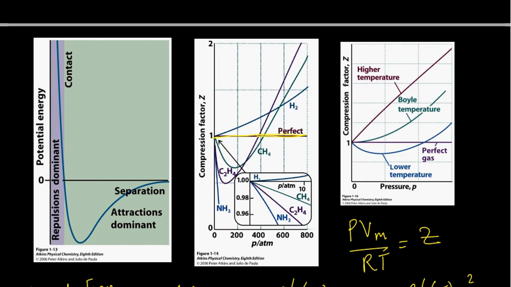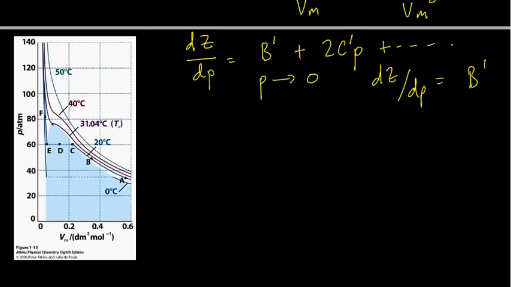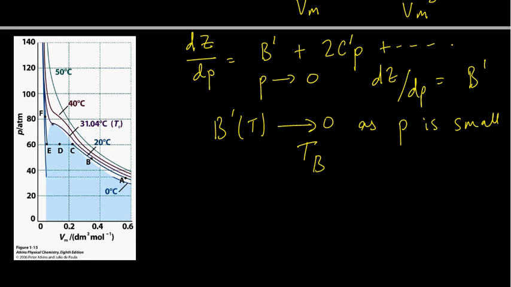Now remember that B or B prime is a function of temperature. If I can find some temperature at which this B or B prime is zero, then that temperature is called the Boyle's temperature, TB. So at some temperature, if B prime T approaches zero, as P is small, pressure is small, normally it's very small, that particular temperature is to be called the Boyle's temperature.